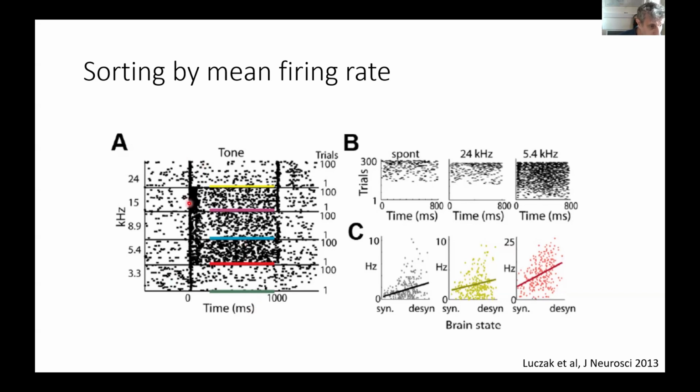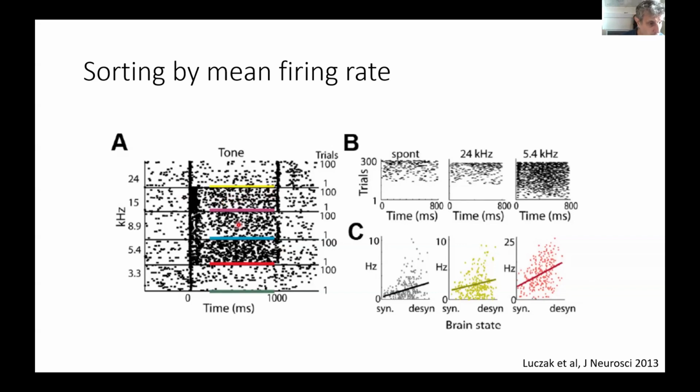And you see that there's a tone onset response where the tone comes on, the neuron fires. For most of the frequencies, there's also an offset response. The tone goes off, the neuron fires again. And for some of the frequencies, there's a sustained response.